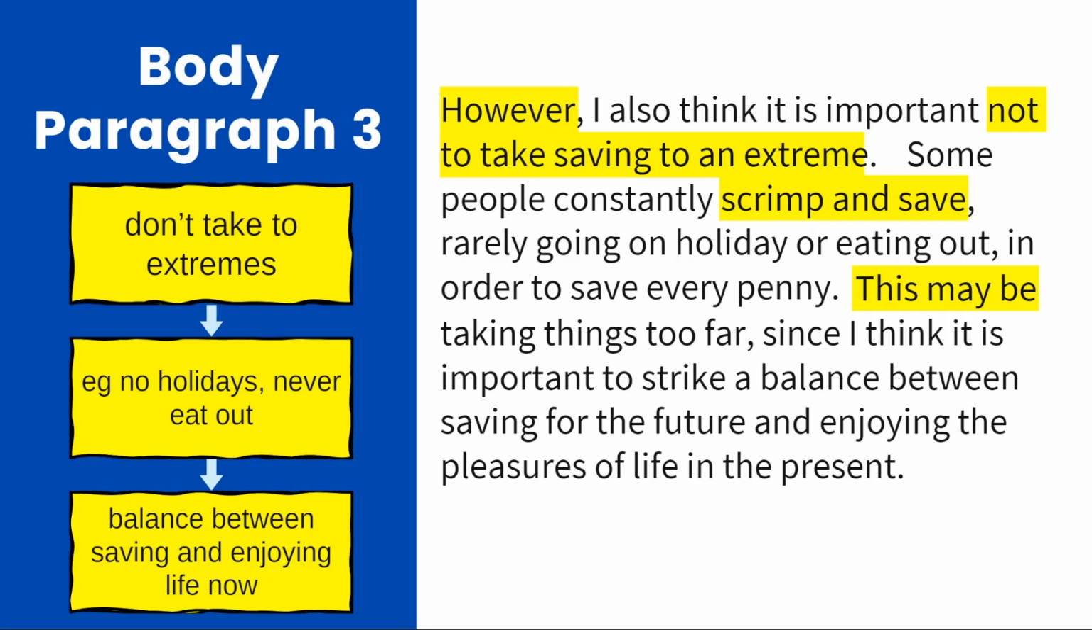So it's a good idea sometimes to use hedging, and you can simply do that by using modal verbs like "may". I've got "since" here, conjunction, to explain why I think it's taking things too far. I could have used the word "because", but I thought I'd use the word "since". And a nice phrase here, "strike a balance between". Another good example of both precise vocabulary and natural collocation.